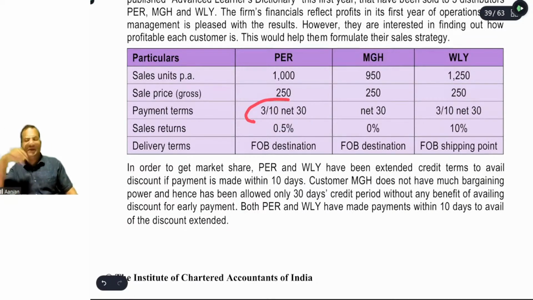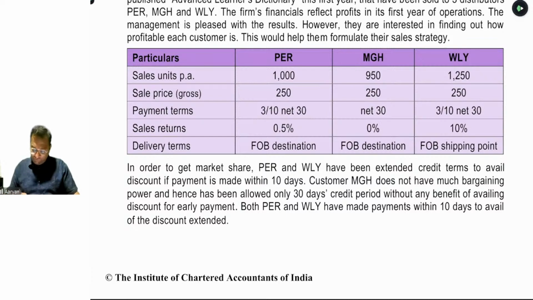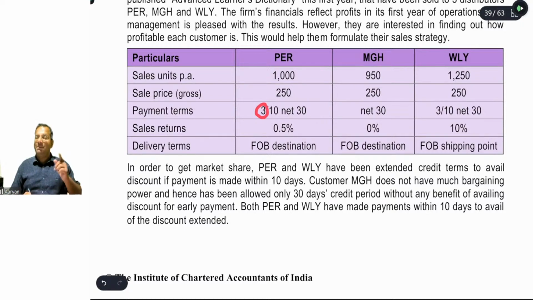3/10 net 30. Here also it's net 30. Here 3/10 net 30. First of all, beta, if you don't know this terminology, the question has provided the interpretation of this terminology, but as a finance student you are expected to have the proper understanding of it because it's very common in the financial world, okay? 3/10 net 30 means 3% discount will be provided if the payment is made within 30 days.